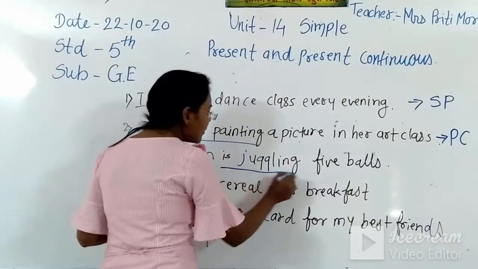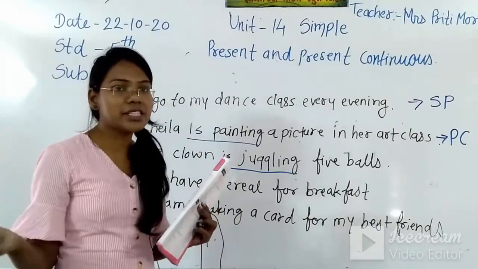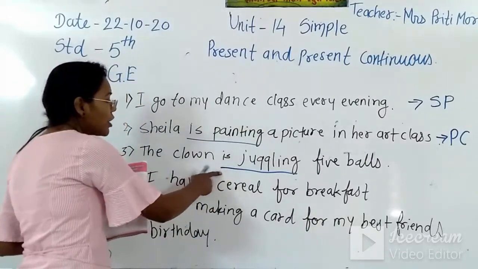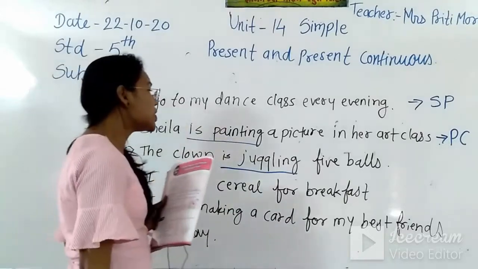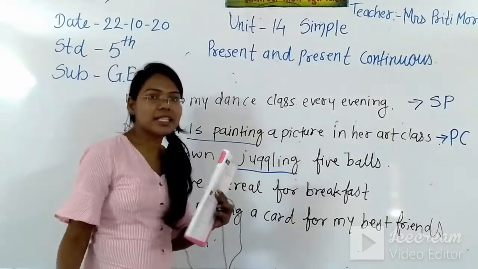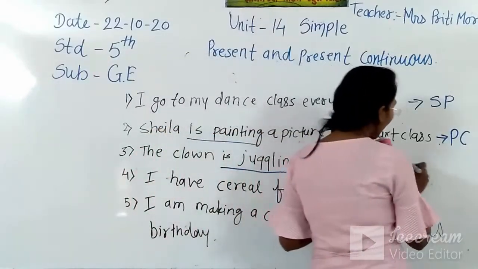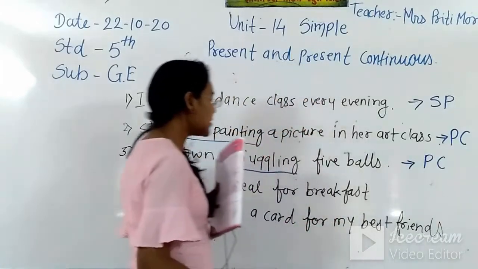Now the third sentence: the clown is juggling 5 balls. We use am, is, are helping verbs and V1 plus ing in the present continuous tense, and here the same verb phrase we can see: is juggling. The clown is juggling 5 balls means the action is going on over there, and to show the action is going on we use the present continuous tense.